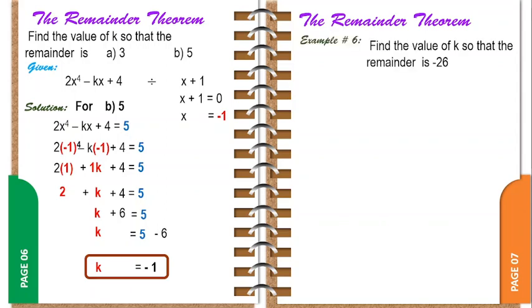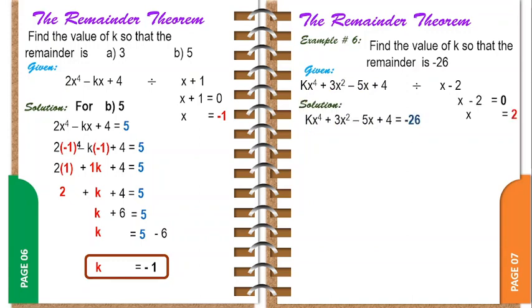Example number 6. Find the value of k so that the remainder is negative 26. Again, the given dividend should be equal to the remainder, negative 26. Our divisor here is x minus 2, equate it to 0 to solve for x. Using addition property of equality, the value of x is 2. Or another trick in solving for x, take a look at the divisor. The constant term here is negative 2.